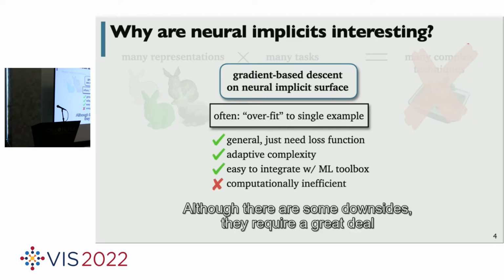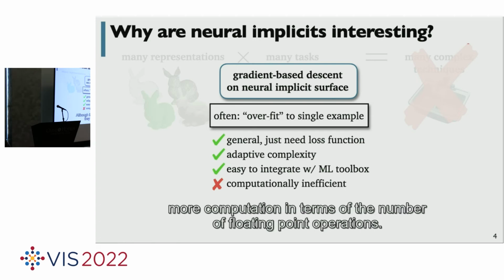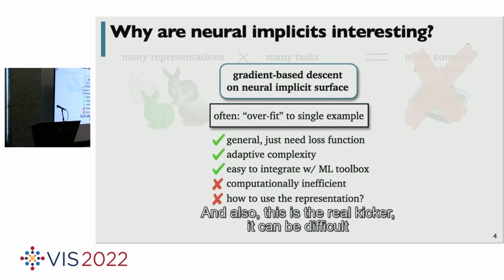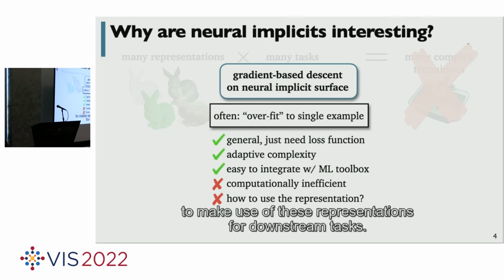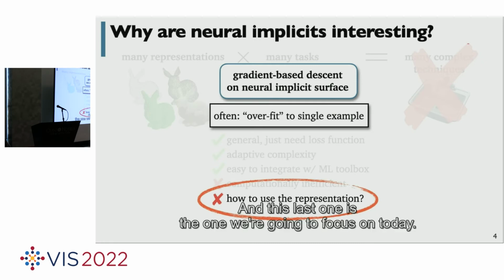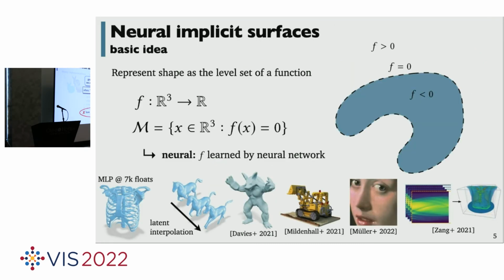Although there are some downsides. They require a great deal more computation in terms of just the number of floating point operations. And also, this is the real kicker, it can be difficult to make use of these representations for downstream tasks. And this last one is the one we're going to focus on today.